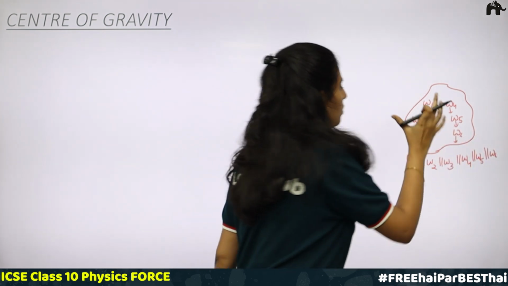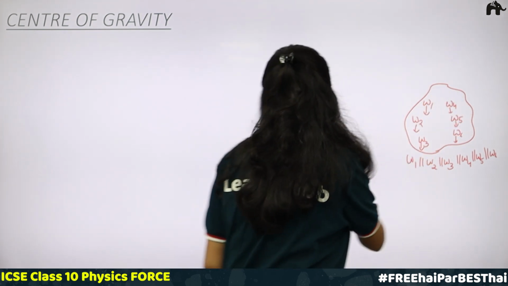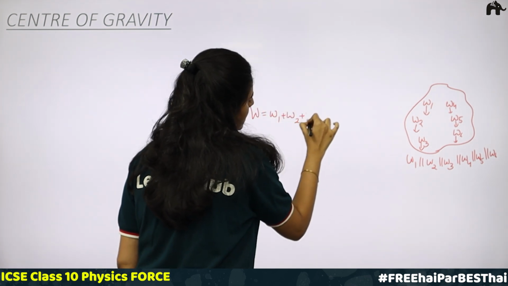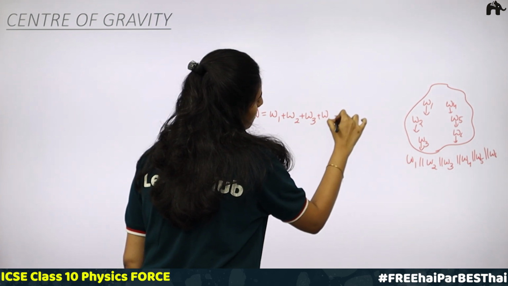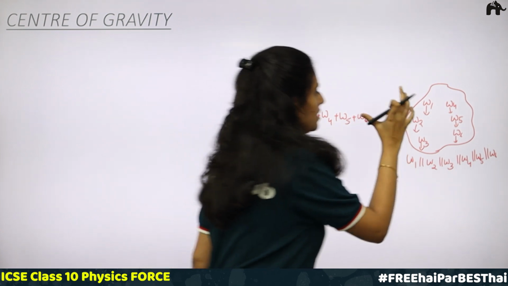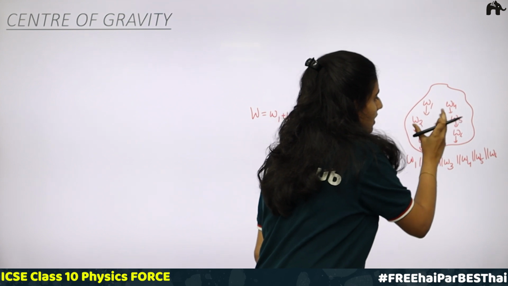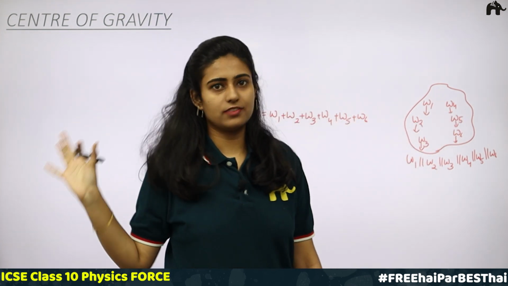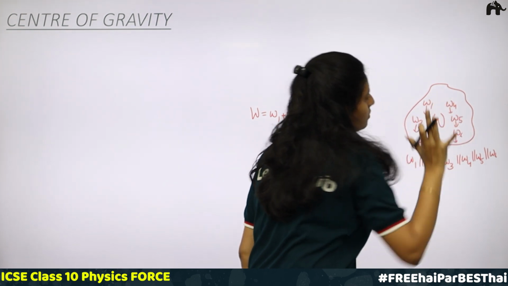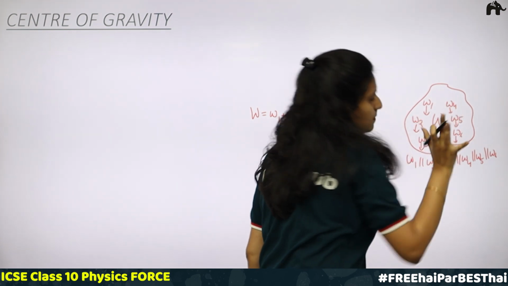Okay. Now, how to get the total weight of this body? What is the total weight? Total weight will be equal to capital W is W1 plus W2 plus W3 plus W4 plus W5 plus W6. Now, where is this total weight of the body concentrated? The point where the total weight is concentrated is the center of gravity. Okay, total weight W. Let us say here is the center of gravity of the body. Then total weight W will be acting downwards on this point.